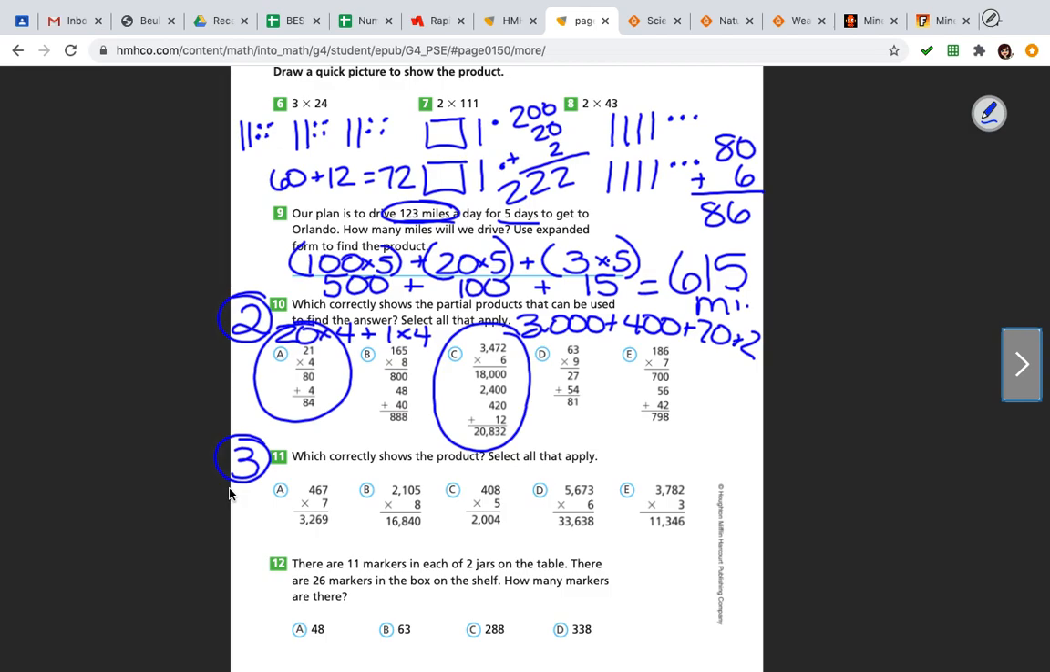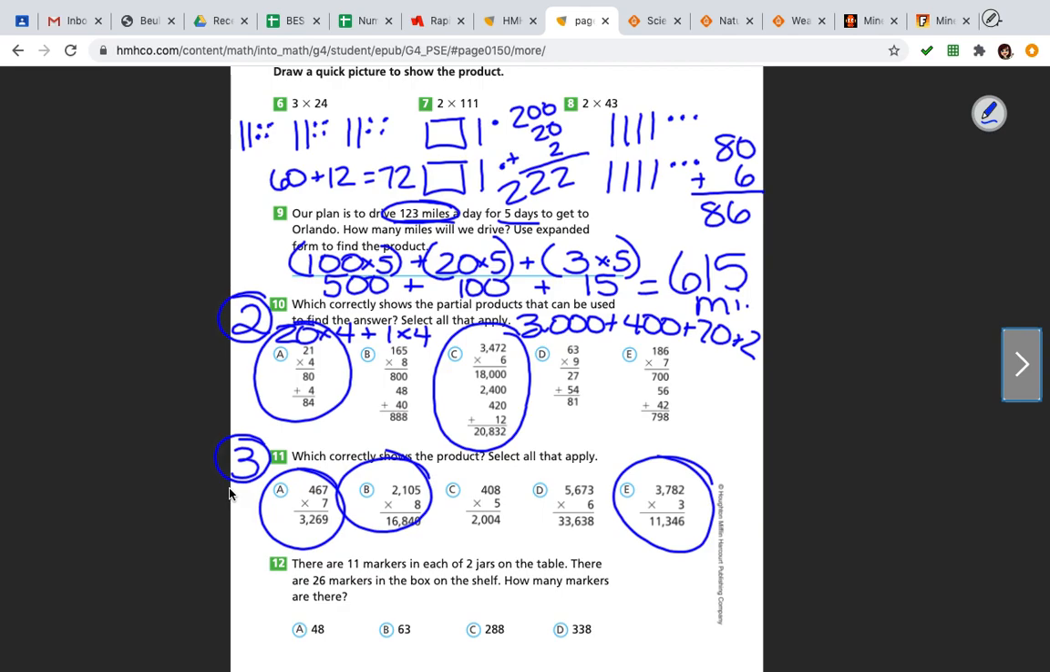Number 11, which correctly shows the product, select all that apply. So you would have solved every single one of these, and you should have done 7 times 400, 7 times 60, 7 times 7, and you would have got A, 3,269. If you did B, 8 times 2,000, 8 times 100, 8 times 5, you would have gotten 16,840. And E, if you solved this correctly and broke it apart, you would have got 11,346. The other ones did not come out correctly, okay?